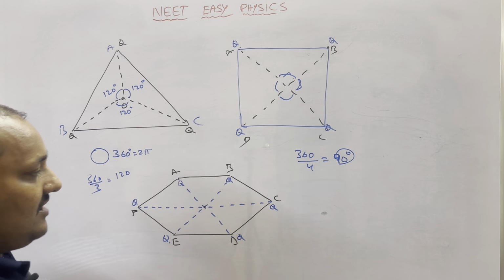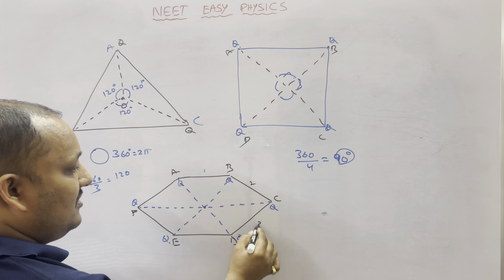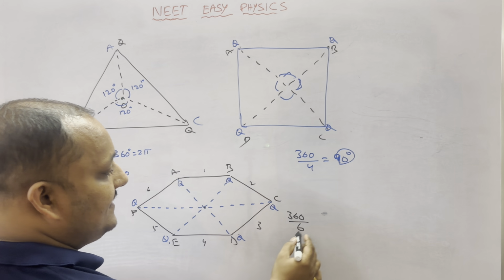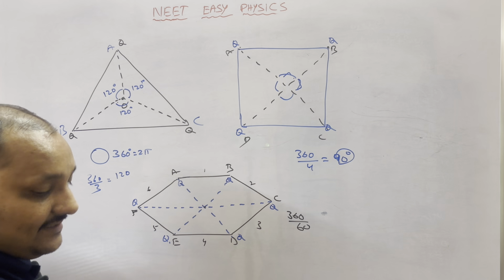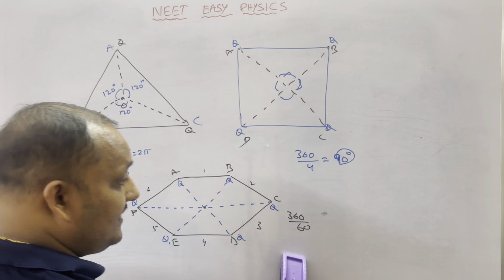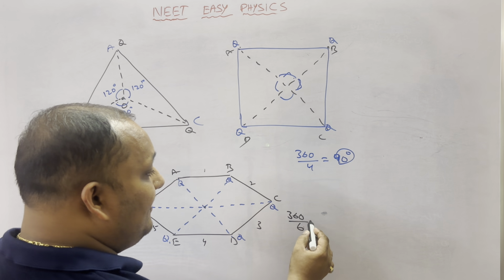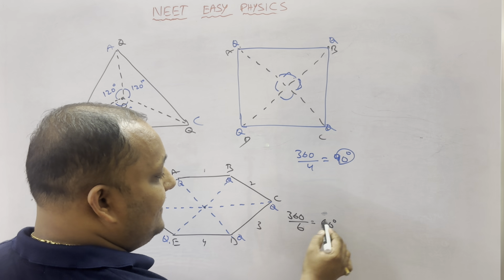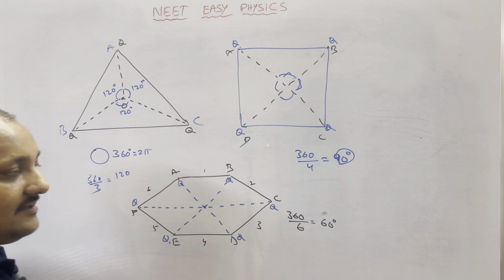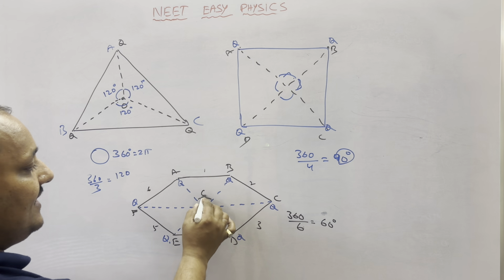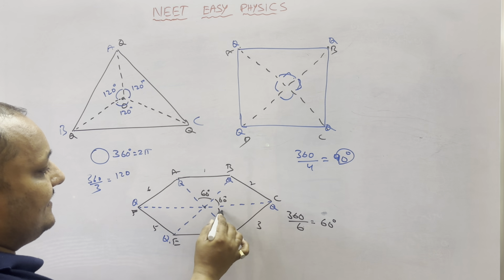In this, you can cross check. How many sides are there? 1, 2, 3, 4, 5, 6. Therefore, 360 by 6 sides, not 60. 360 by 6 sides, therefore, it is going to be how much? 60 degrees. Don't cancel this 6 and this 6, as some people may do. Each angle is going to be 60 degrees.